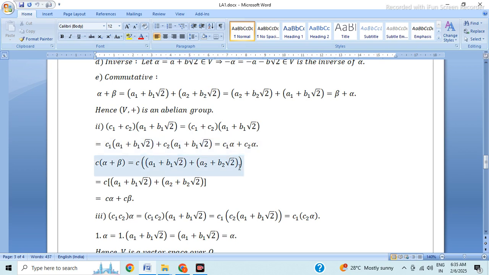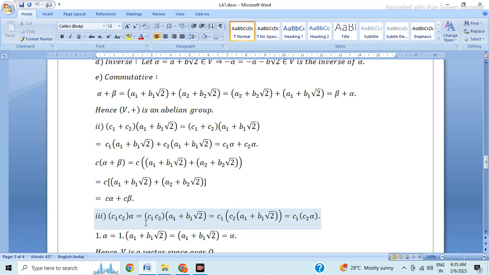Next one, in the second one itself, C into alpha plus beta. What is it? C into add alpha and beta. It is same as A1 plus B1 root 2 plus A2 into B2 root 2. It is same as C into first term plus C into second term, or we can write C alpha plus C beta.